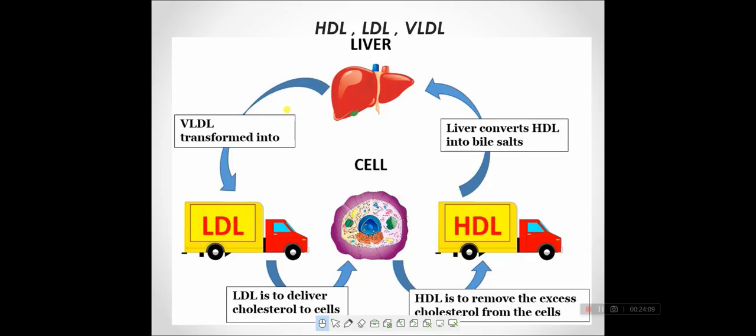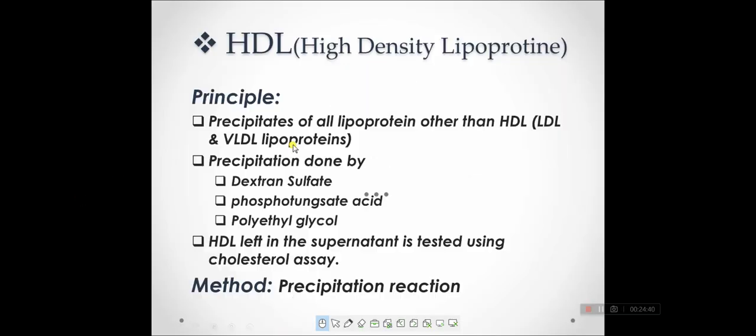So what happens? The liver converts the HDL into bile salts. Then the HDL, after conversion, is transported. First of all, let's talk about it. VLDL gets transformed into LDL. Then the LDL delivers the cholesterol to the cells. From here the HDL removes the excess cholesterol from the cells, and then this HDL in the liver gets converted into bile salts, right? So HDL is a high density lipoprotein, right?